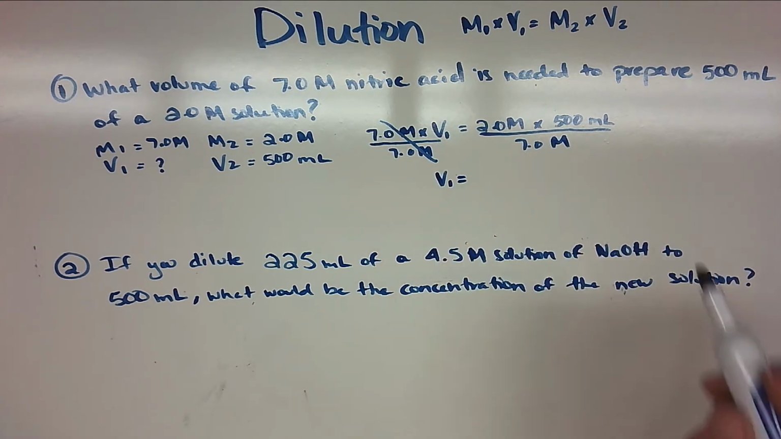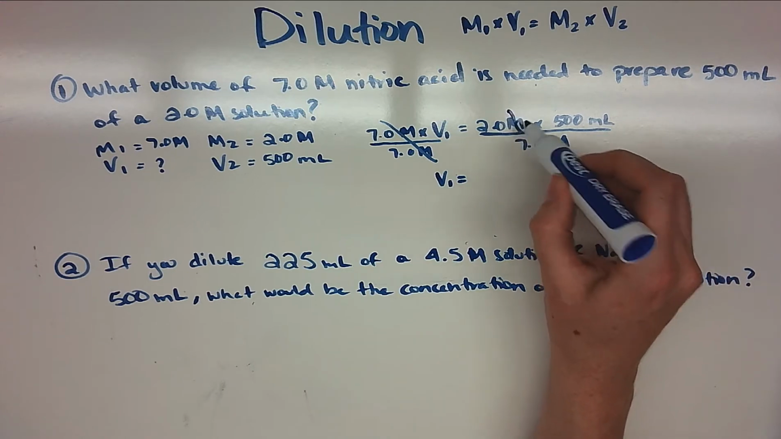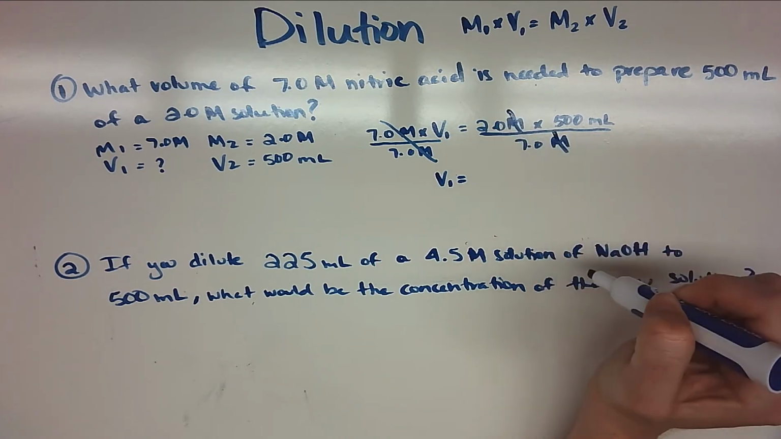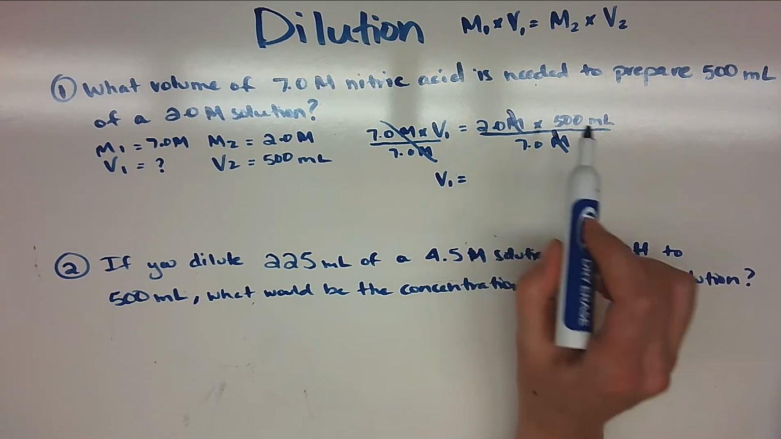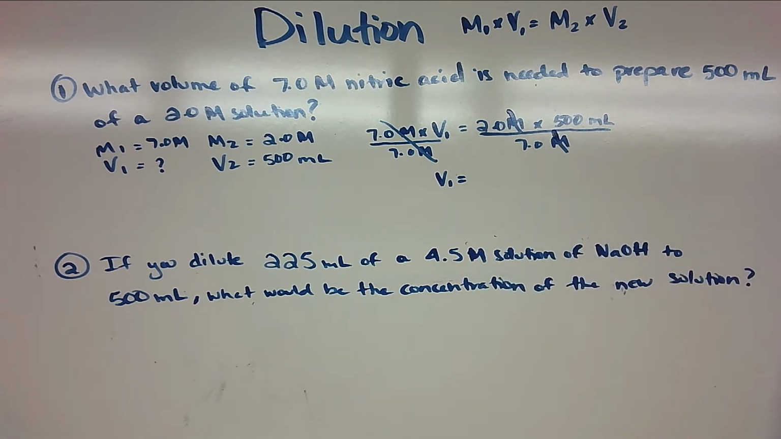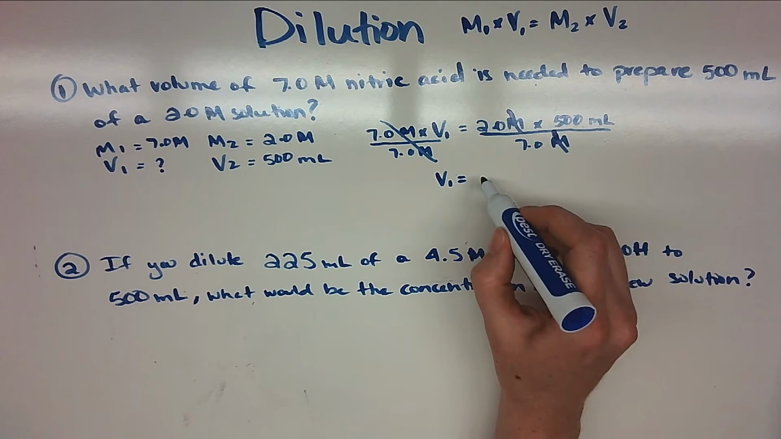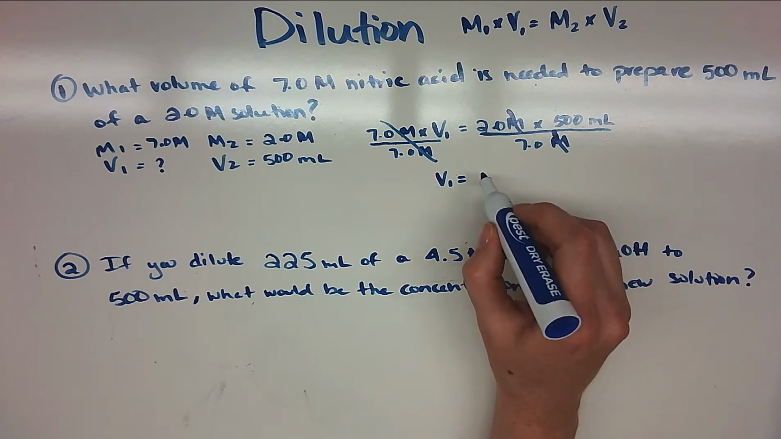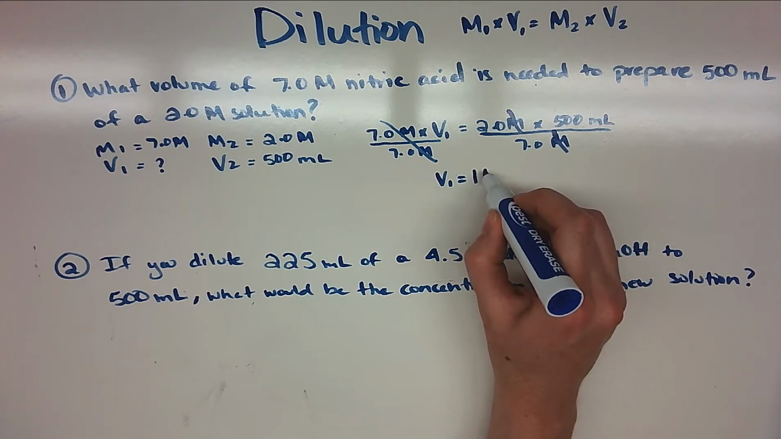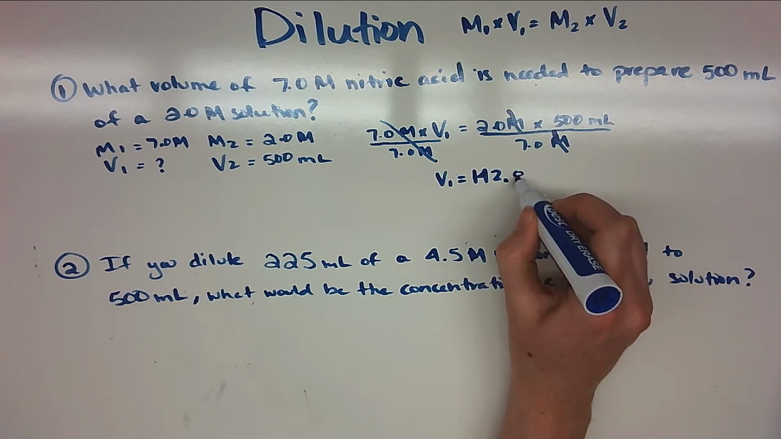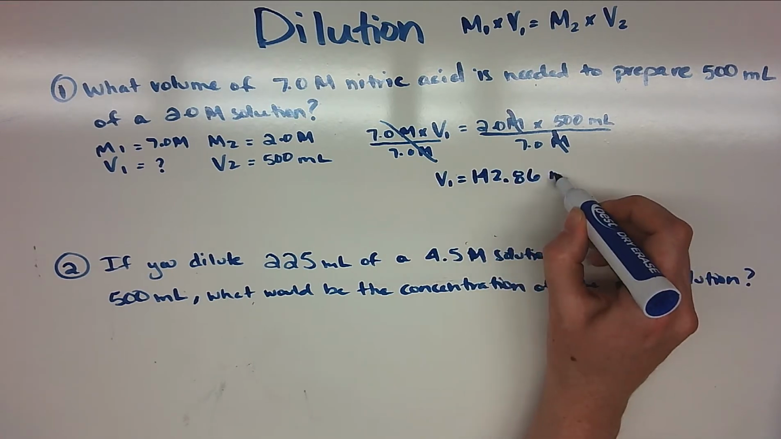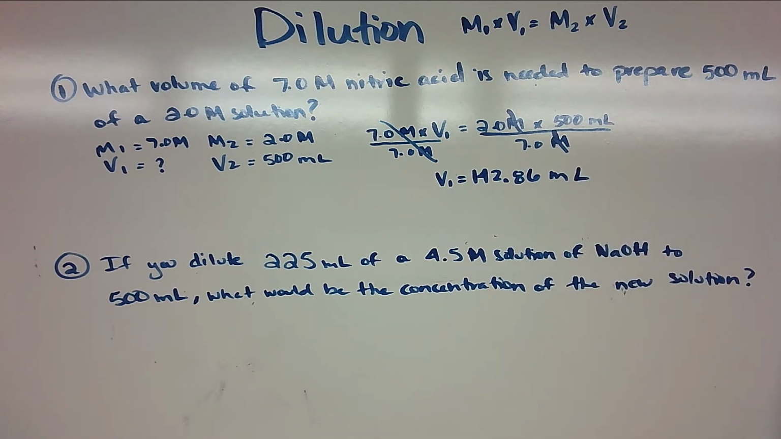My first volume is equal to, I'm going to go ahead and cancel out my molarities on this side. So now I'm just going to multiply across, so 2 times 500, and I'm going to divide by 7 on the bottom. And so that means that my initial volume is 142.86 milliliters.